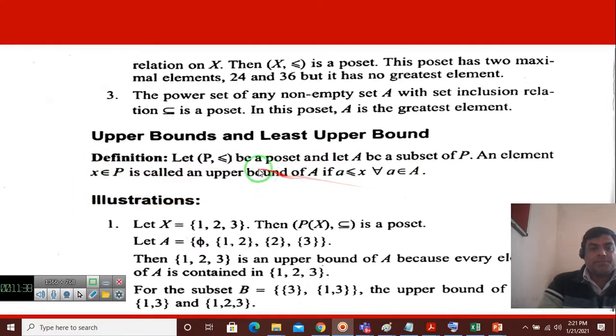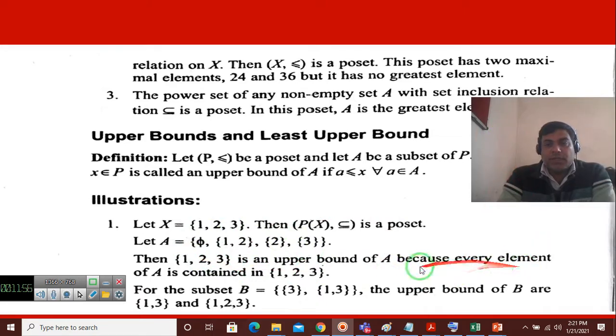Just like that, I have made this set {1, 2, 3}. So {1, 2, 3} is an upper bound because each and every element in A is contained in {1, 2, 3}. For the subset {3, 1 3}, the upper bounds of the set B are {1, 3} and {1, 2, 3}, because {3} and {1, 3} are subsets of these, so they are the upper bounds.